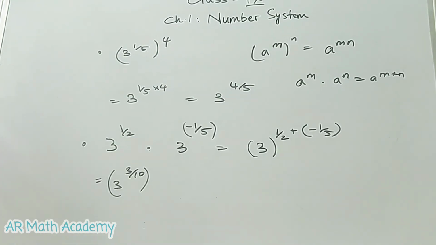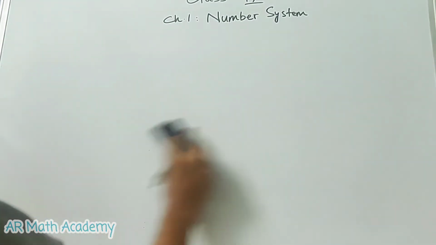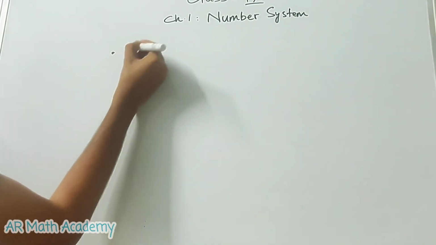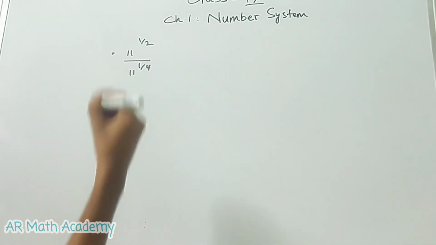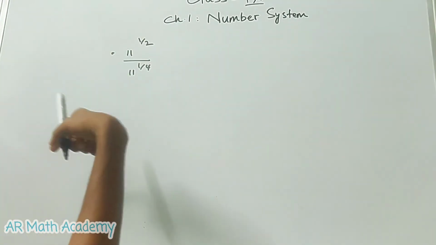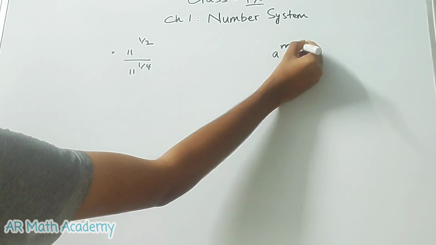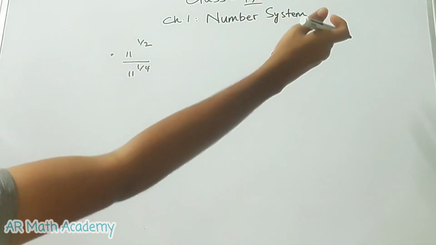Now let us take another last problem so that we can solidify our concepts which we have learned until now. So the last problem would be 11 power 1 by 2 divided by 11 power 1 by 4. Now how do you do this problem? Well, this is of an easier form, right? A power m divided by a power n. What is a power m divided by a power n? A power m minus n. Well, if it is multiplication, then it is a power m plus n. If it is division, a power m minus n.